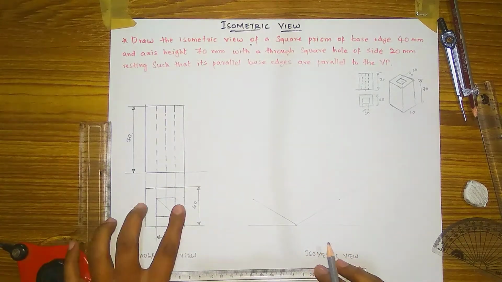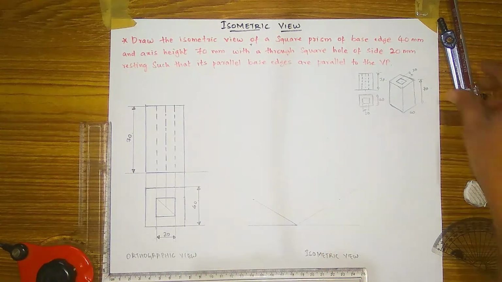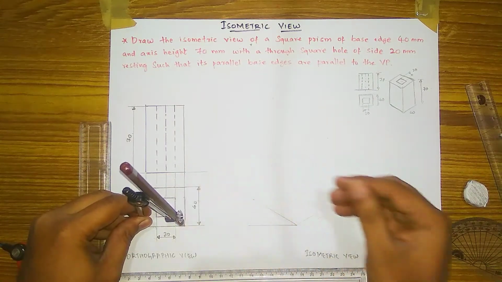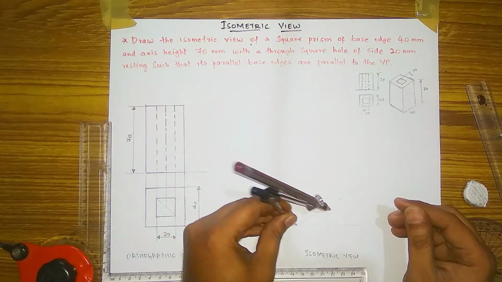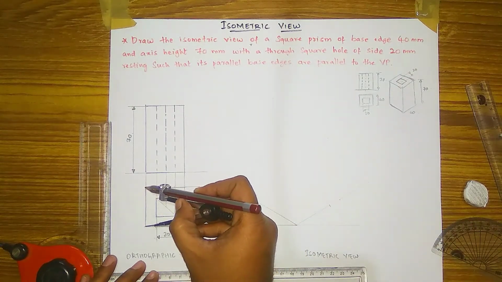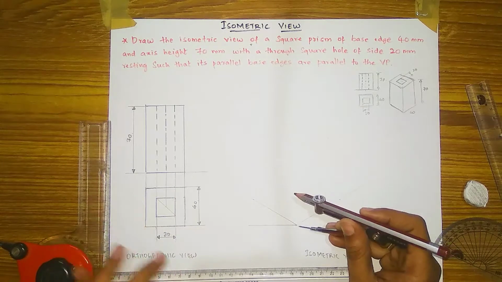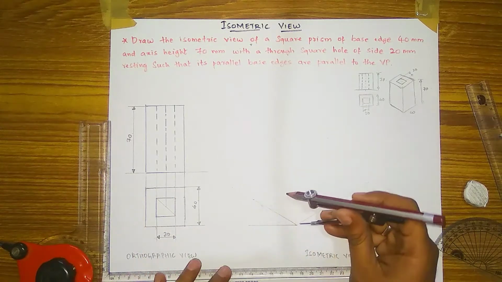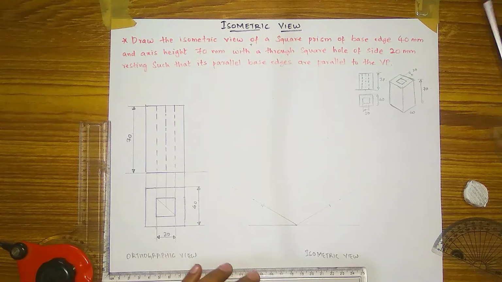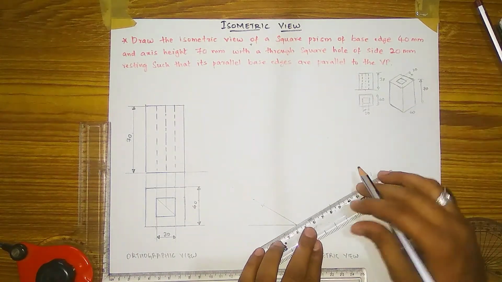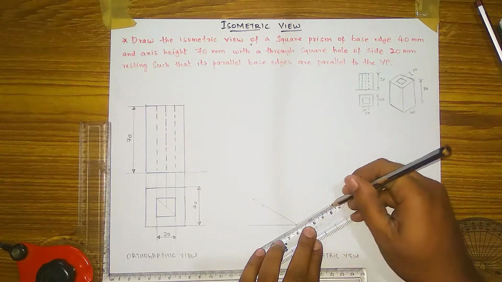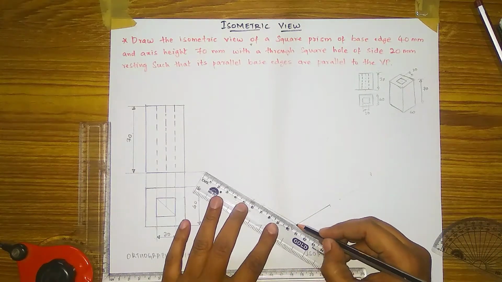Then after that you have to draw this square here. How to draw this? I am going to show you with the divider. You measure the distance of the square and draw an arc here on the 30-degree angle, and this height also will be the same. So measure it and draw it like this. Then darken this line. The isometric view is taking shape.